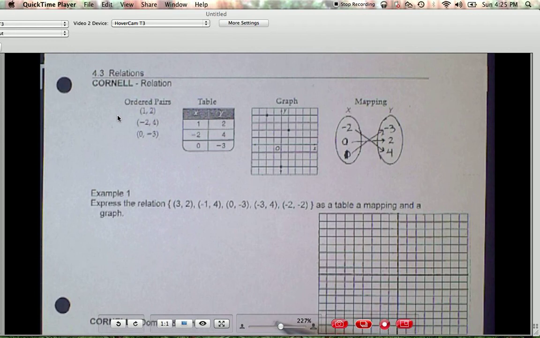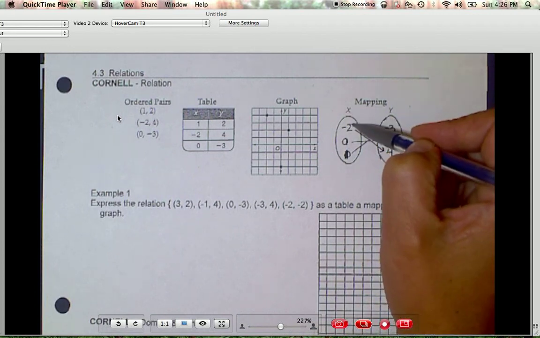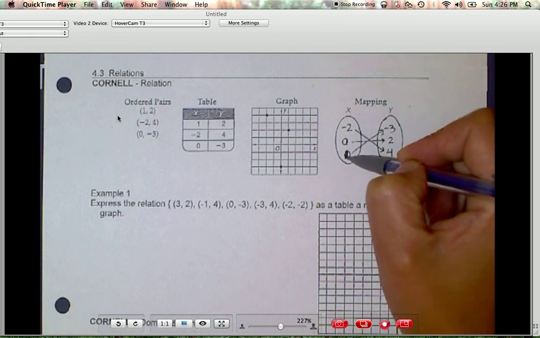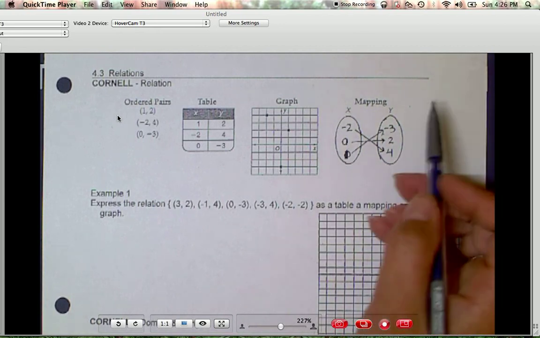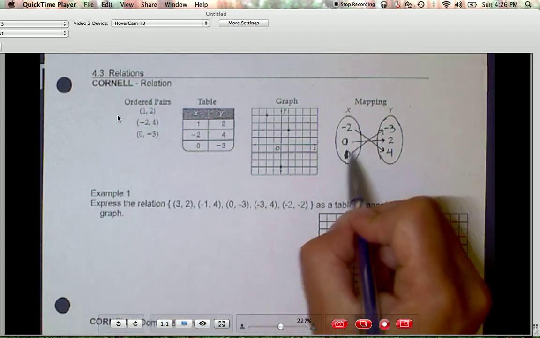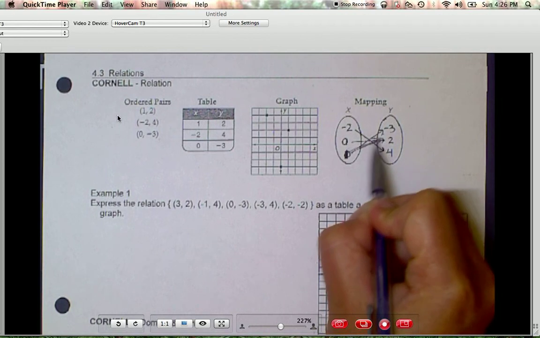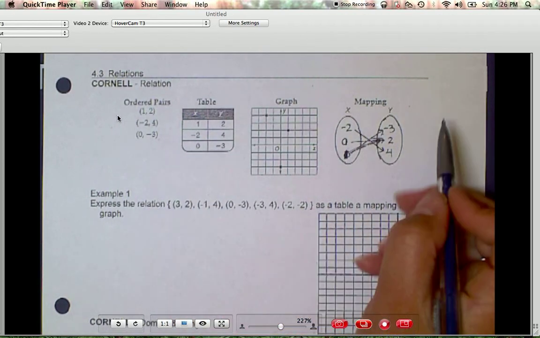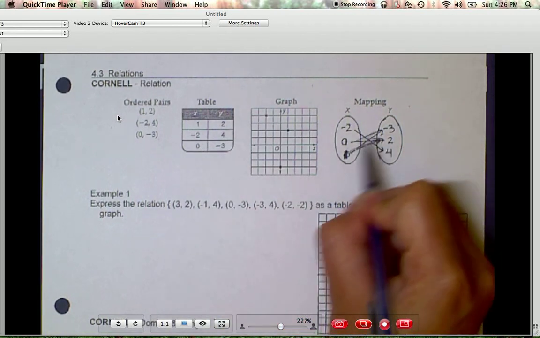So when we do the mapping, we want to put the x values in order from smallest to largest: -2, 0, 1. And the y values would also be smallest to largest. And then you connect the points to the correct value. So the point (1, 2) starts from 1 and should go to 2. -2 should go to 4, which it does, and 0 should go to -3. So I just got those mixed up there.